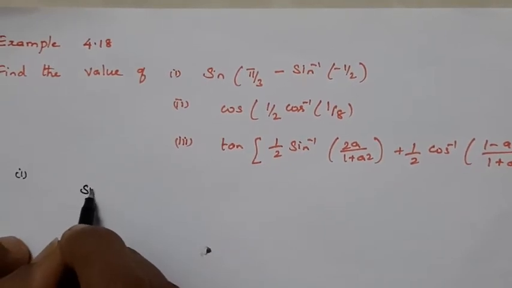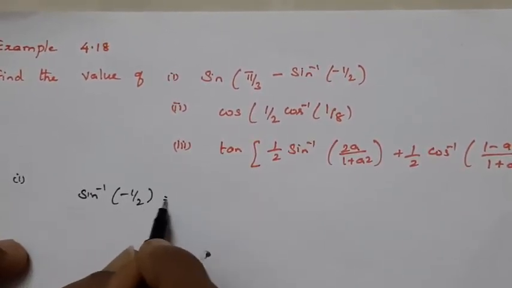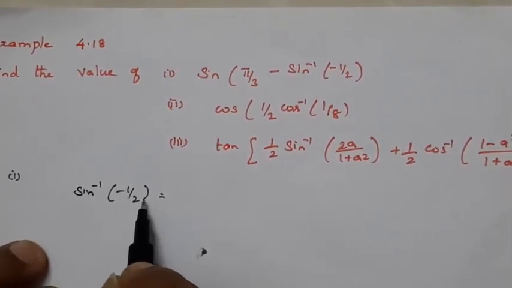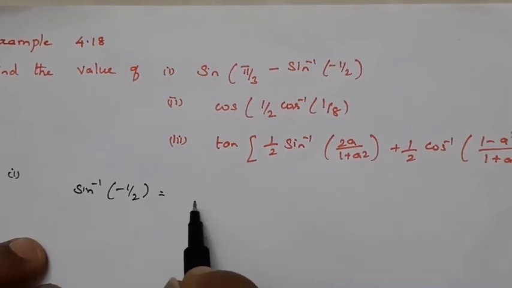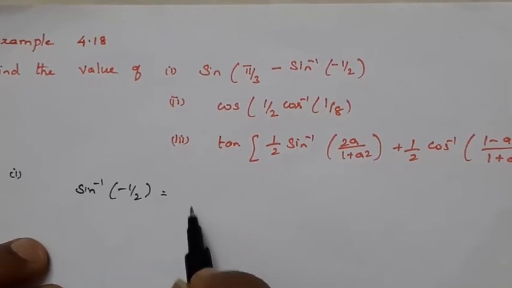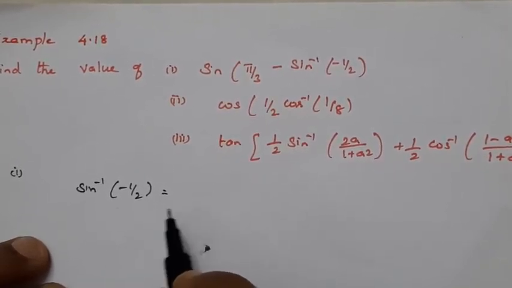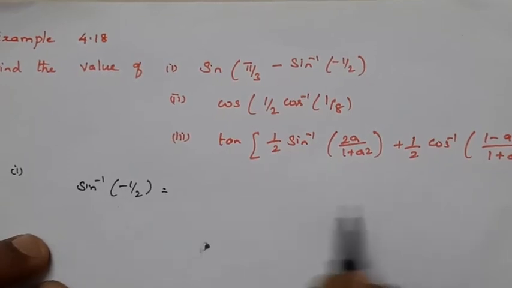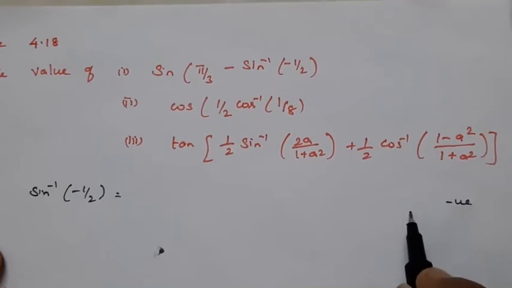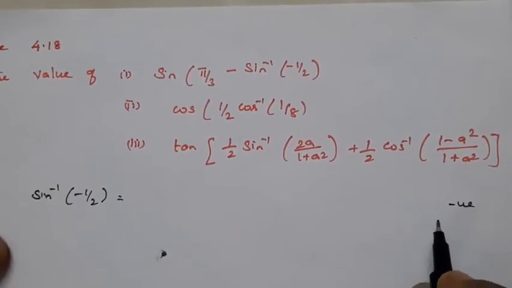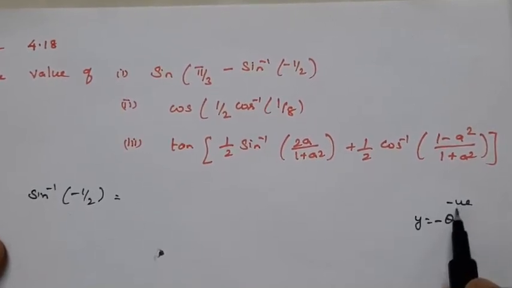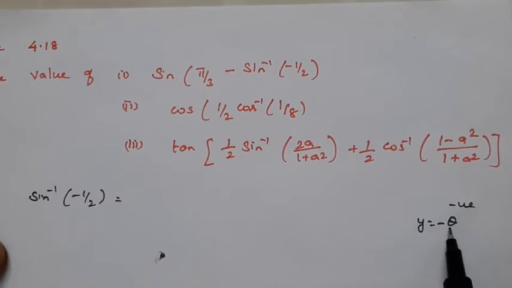Sine inverse of minus 1 by 2. You know how to find the value of sine inverse of minus 1 by 2. The principal value should lie between minus pi by 2 and plus pi by 2 for sine inverse. That is, you have to find an angle in the fourth quadrant or in the first quadrant. As here it is negative, what is the rule? When it is negative, it lies in the fourth quadrant, so the angle y should be equal to minus theta.